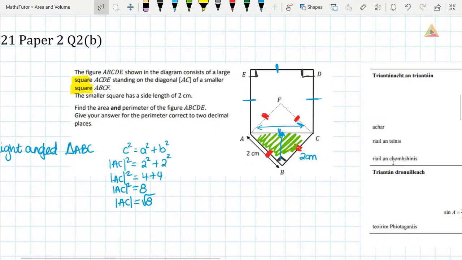So once we've worked out that that's the square root of 8, now I'm going to know all the sides of my figure. So I have the square root of 8 as this distance, the square root of 8 as this distance, the square root of 8 as this distance, and the square root of 8 as this distance. And these are all centimeters, so we have the same units all the way through. So the perimeter is going to be nice and easy to work out.